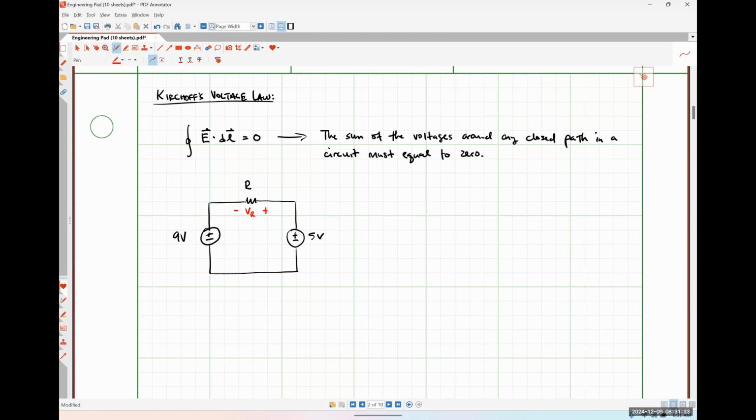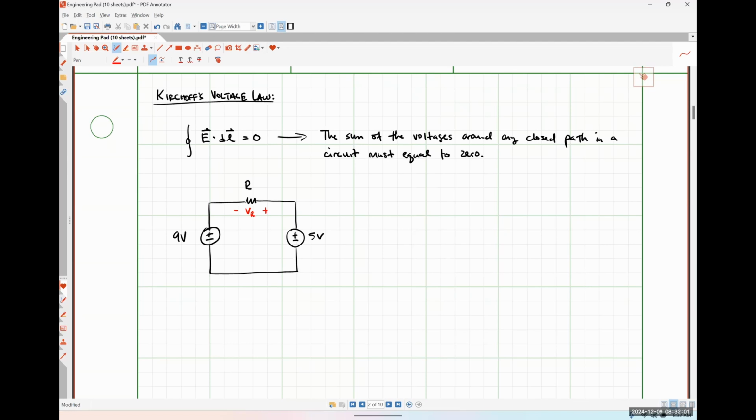So KVL tells us that the sum of the voltages around this closed path in a circuit must be equal to 0. So effectively, if we have a bunch of known voltages and then only one unknown voltage, we can simply write an equation following some particular direction, it doesn't matter, adding up all of those voltages together, setting it all equal to 0, and then we should be able to find the unknown quantity, okay?